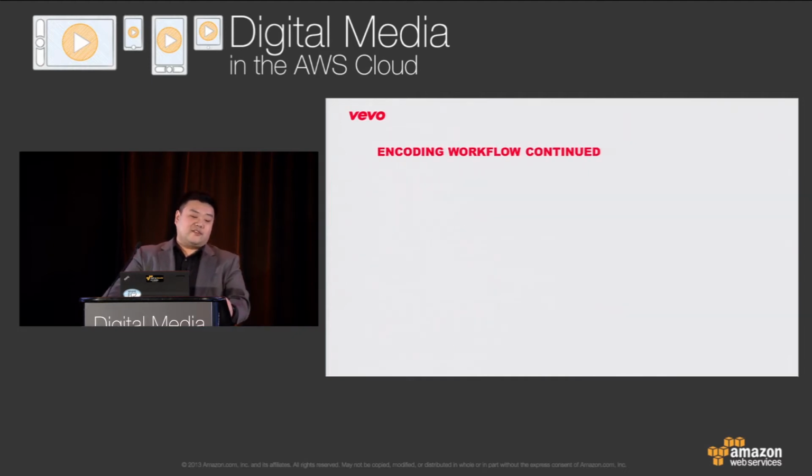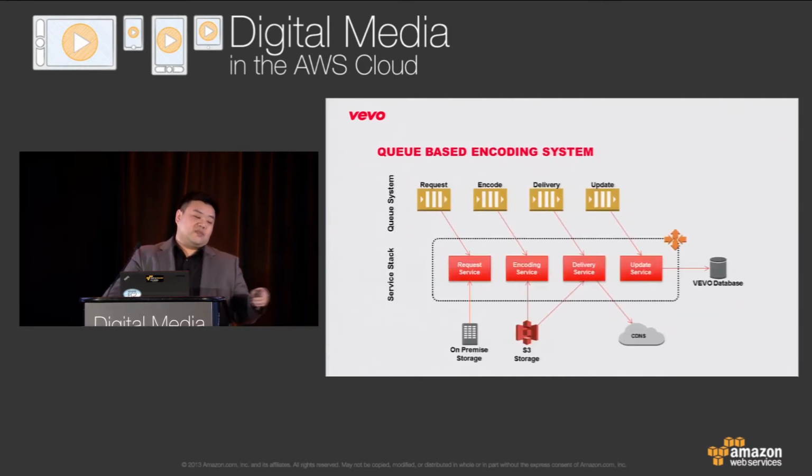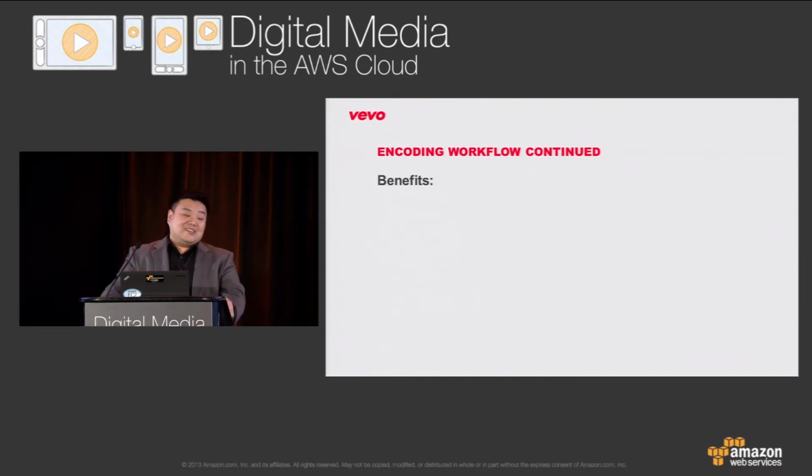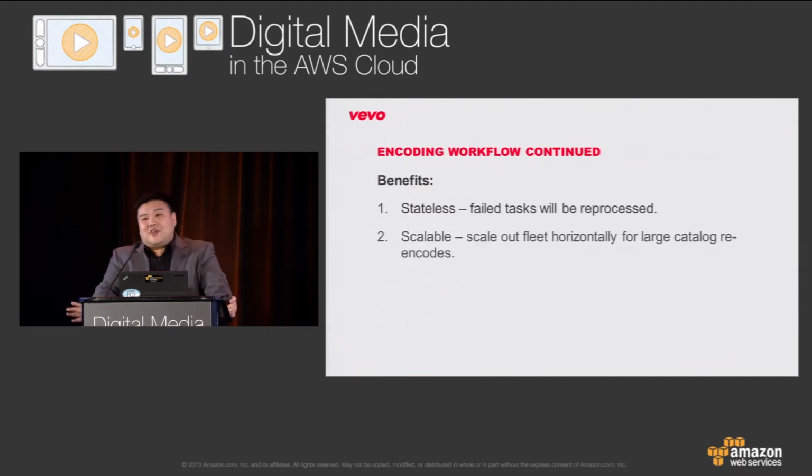And here's a little diagram that breaks this down. On the top, you see the different queues and tasks, and then the worker nodes involved that pick up those tasks. The benefit of this type of system is that it's stateless. When you have a failed task, you don't have to worry about it because it'll go back to the queue and another worker node will pick up that message.